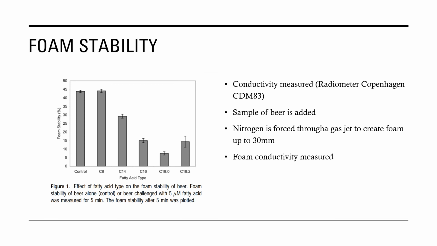The foam stability was also measured in this paper, and they measured it using the Radiometer Copenhagen CDM83. Basically, a sample of beer was added and nitrogen was forced through a jet, and it created a foam up to 30 millimeters, and then the foam conductivity was measured.